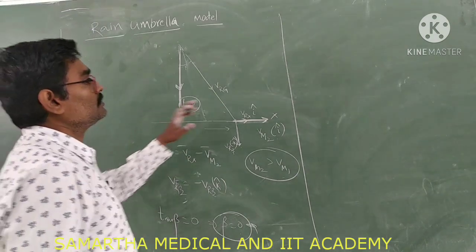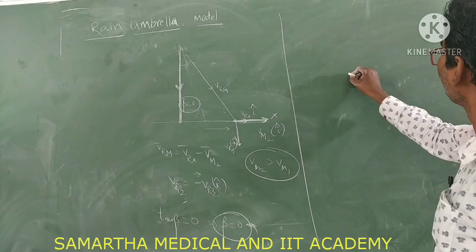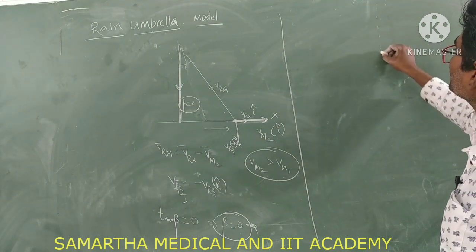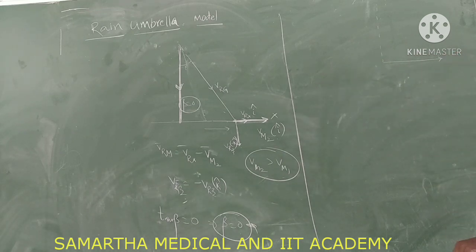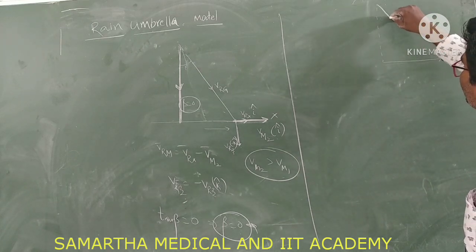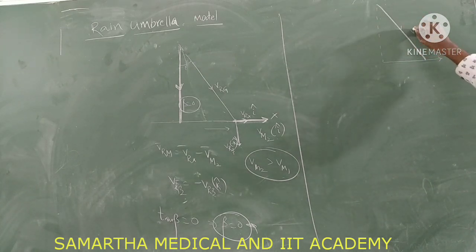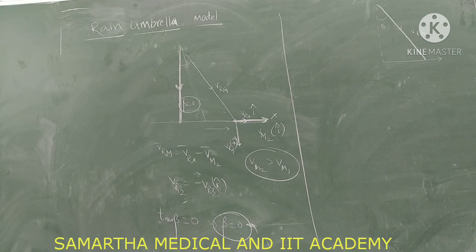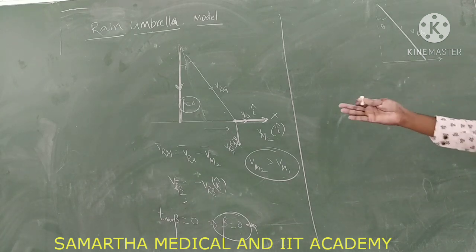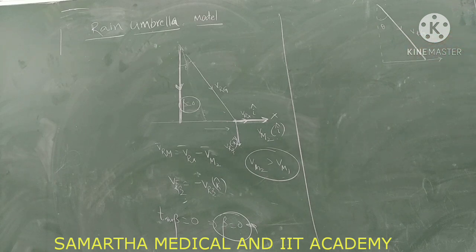See the next case. Suppose this is vertical. In this direction the man is moving. But the rain is falling as in the previous case with respect to ground, making the same angle theta with the vertical. In all the cases, the rain is falling with the same angle with the vertical. But the change is that only the person's speed changes.